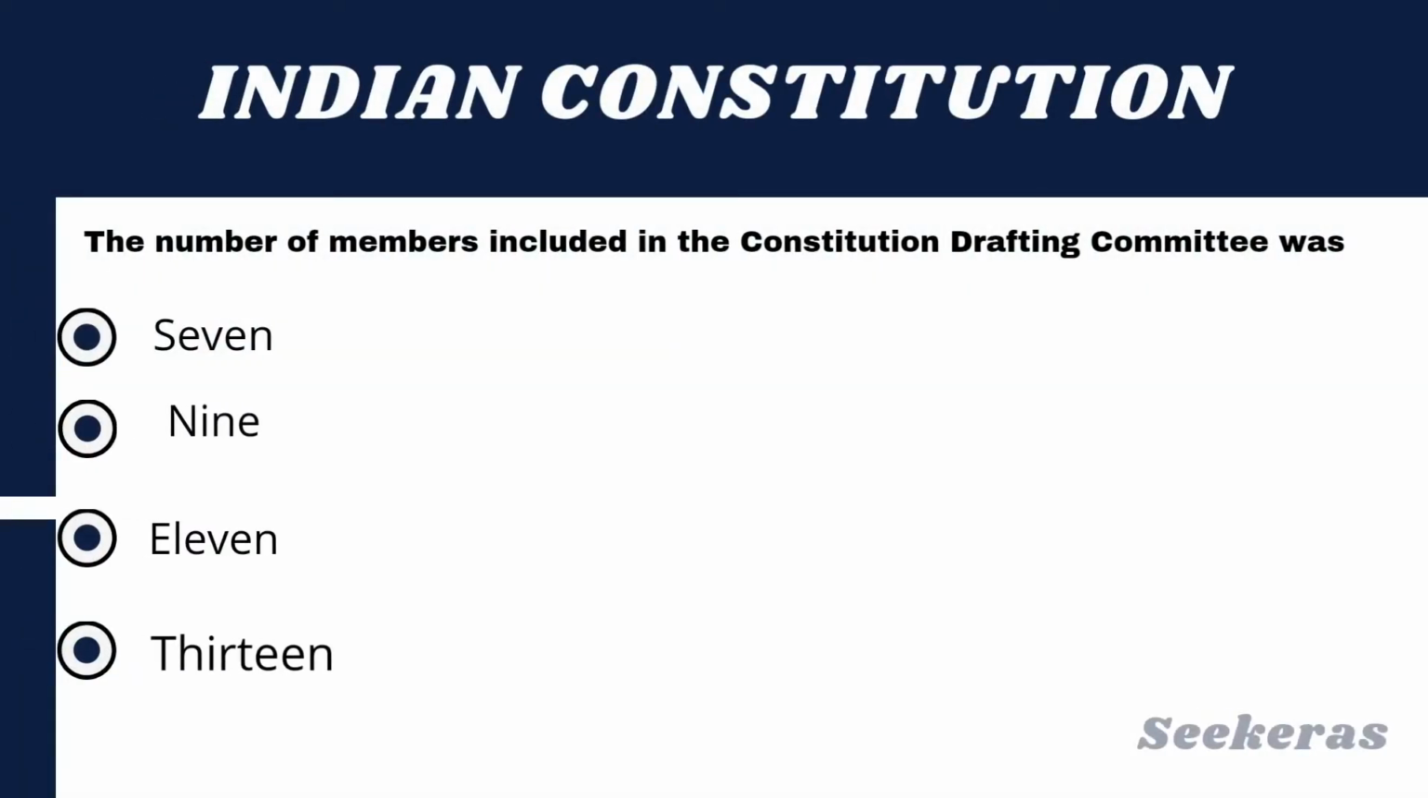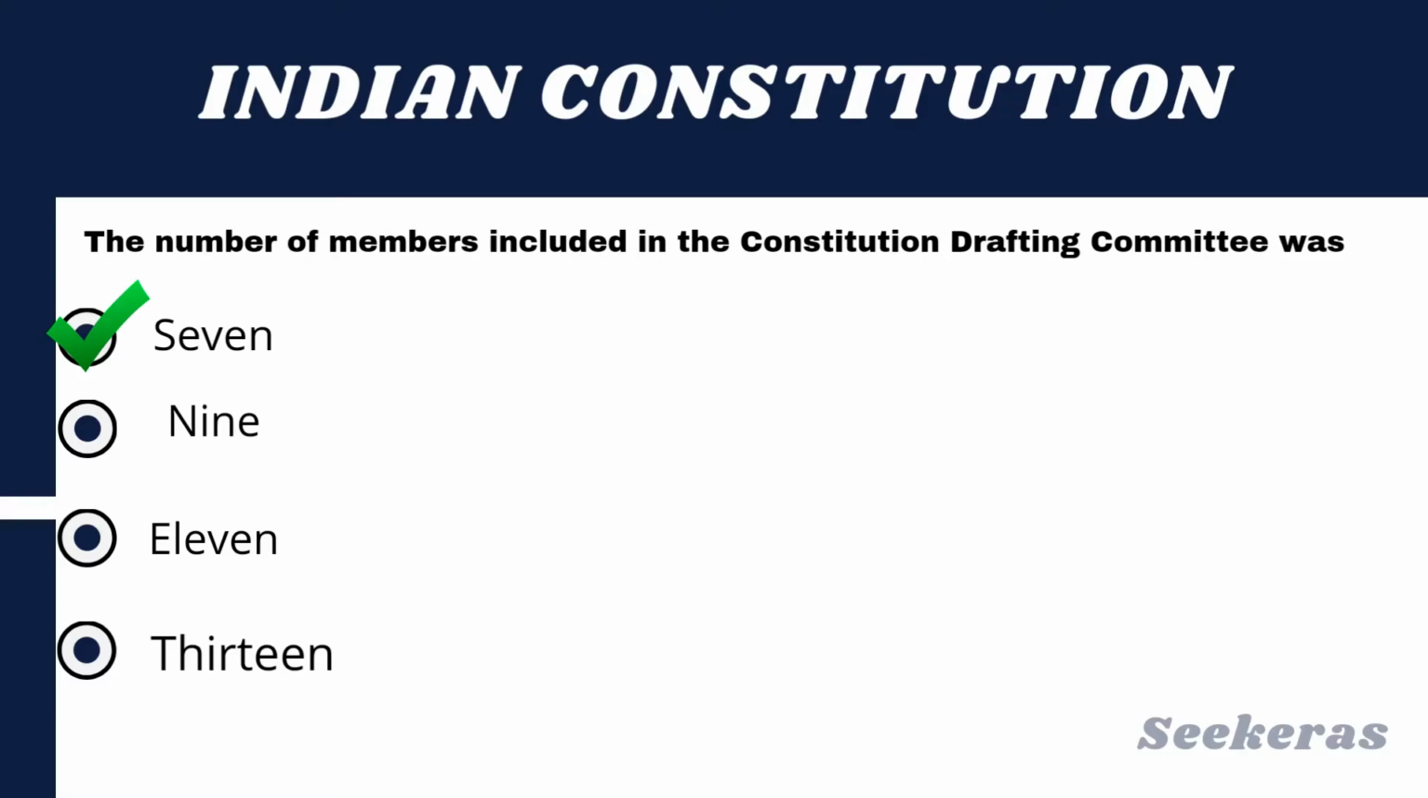Question number 11. The number of members included in the Constitution Drafting Committee was option A. 7, option B. 9, option C. 11, or option D. 13. The answer is option A. 7.